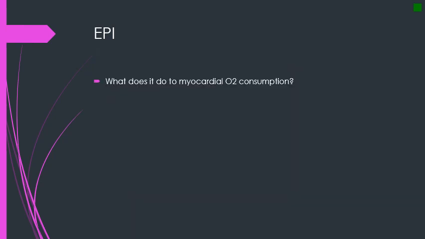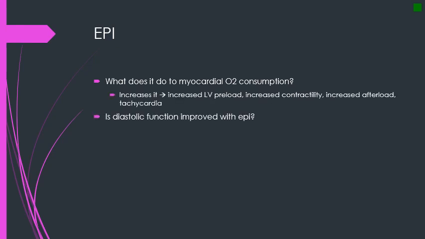So what does epi do to myocardial oxygen consumption? Well, as I've said on previous slides, it increases your left ventricular preload, because it increases your venous return rate. So it also increases contractility, it increases your afterload, and it produces tachycardia. So all of those things actually increase your myocardial oxygen demand or consumption.